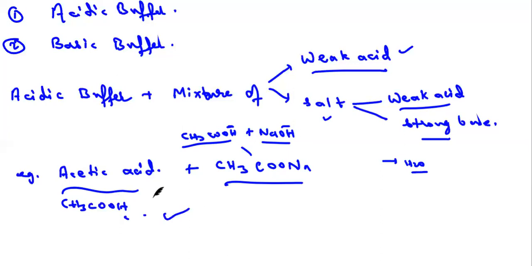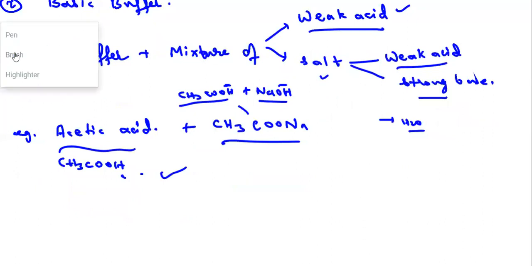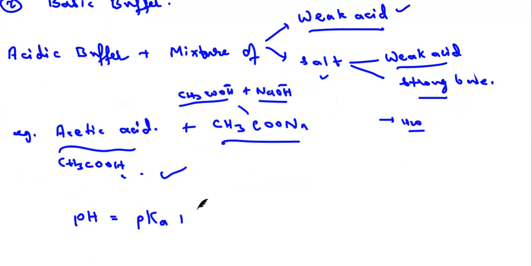Okay, there is a formula. If you want to find the pH of the acidic buffer, there is a formula for that: pH is always equal to pKa plus log of salt upon acid.